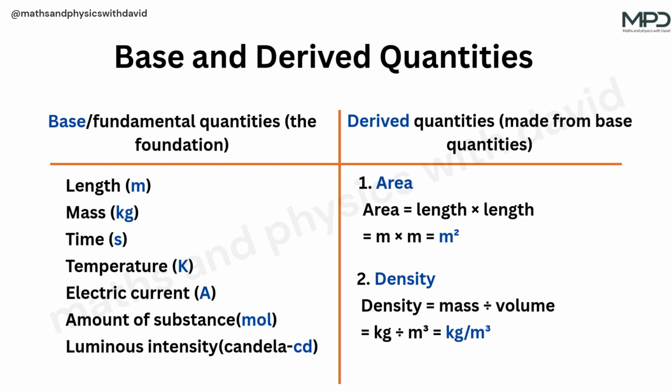Now let's talk about base and derived quantities and their units. There are 7 base or fundamental quantities from which other quantities are formed. When you combine 2 or more base quantities, you get a derived quantity. For example, when you combine length and another length, you get area. Also, when you combine mass and volume, you get density.